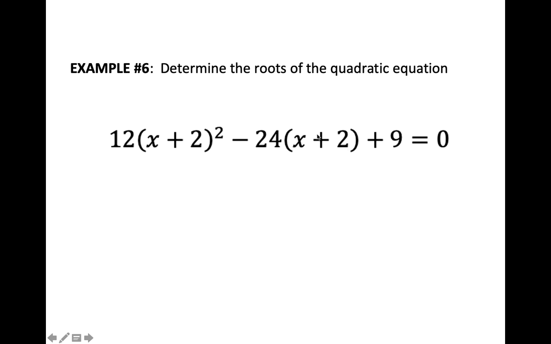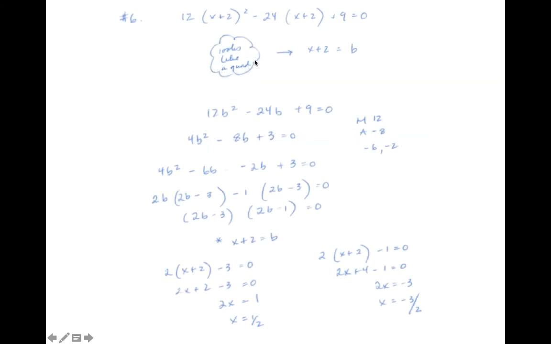Do you see how this pattern is basically a quadratic, where instead of x squared, you have x plus 2 squared? Well, the key to this one then is, since it looks like a quadratic, I'm going to just let my x plus 2 equal something. I called it b in this one, and I rewrote it. So this would be the same as 12b squared minus 24b plus 9. That allowed me to take this and actually solve it.